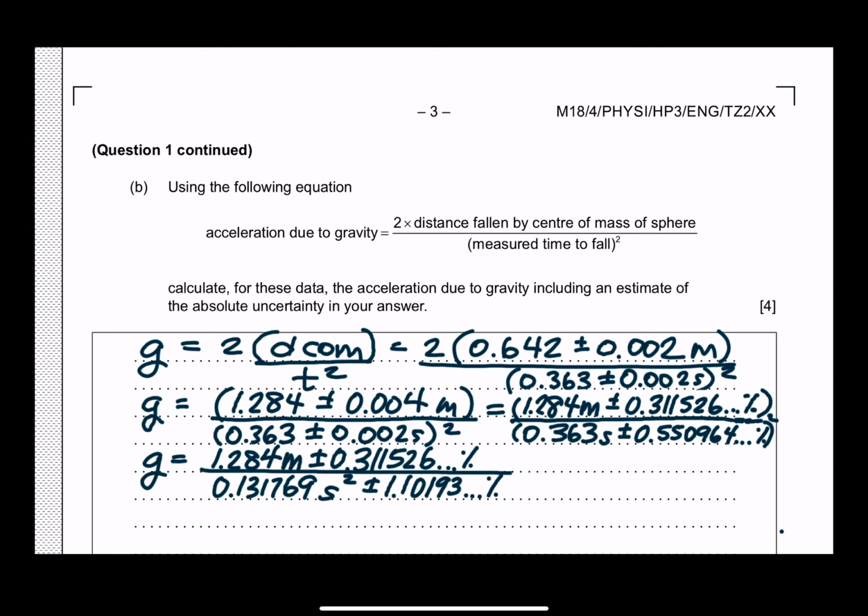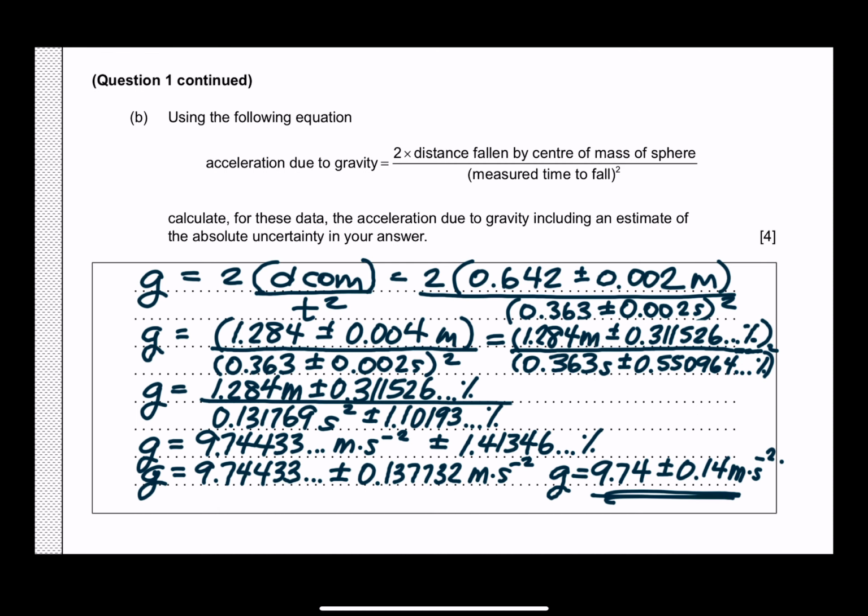Then we divide the 2 times the distance by t squared. And so in dividing, we add the percentage uncertainties. So dividing the 1.284 by 0.131769, we get an acceleration due to gravity of 9.74 and change meters per second squared. Adding the percentage uncertainties, it gets us 9.74, etc., plus or minus 1.41346%. Then we need to convert the percent back to absolute uncertainty, because that's what they asked for.